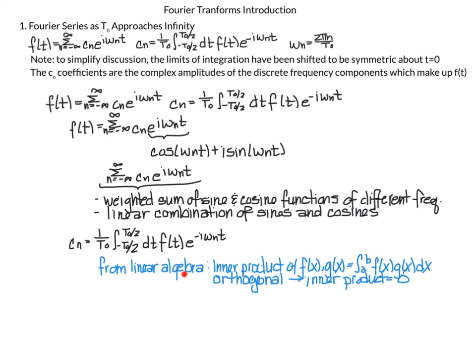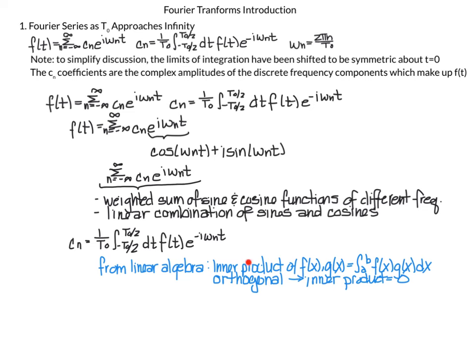Again, appealing to linear algebra, an inner product of two functions f and g is equal to the integral of f and g over dx. And when we say this integral is an inner product, what we are saying is this integral obeys certain properties. Once it obeys certain properties, we classify it as an inner product.